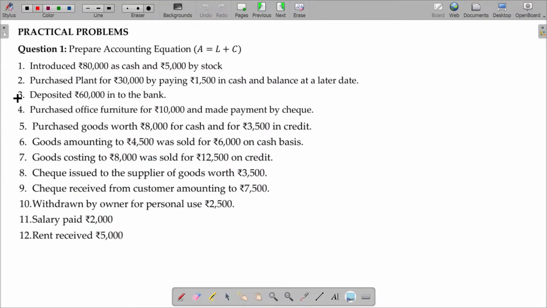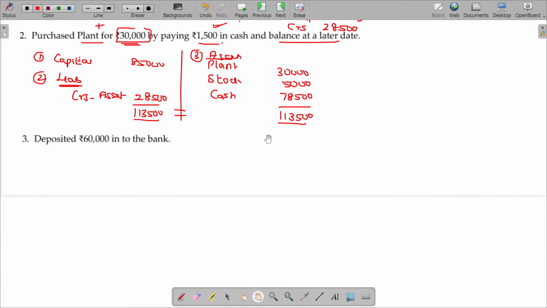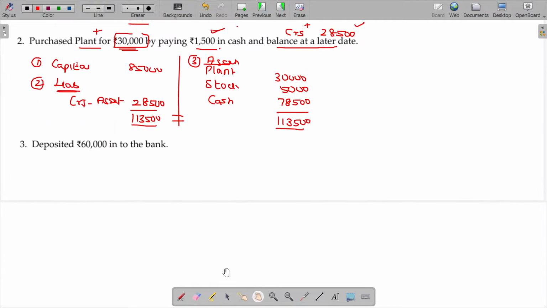In the third transaction, deposited 60,000 into the bank. Now tell me what happens because of this? Deposited 60,000 in bank. Bank is a new account, being an asset. The amount you are keeping in your bank is your asset. The cash is deposited to the bank, so cash reduces.